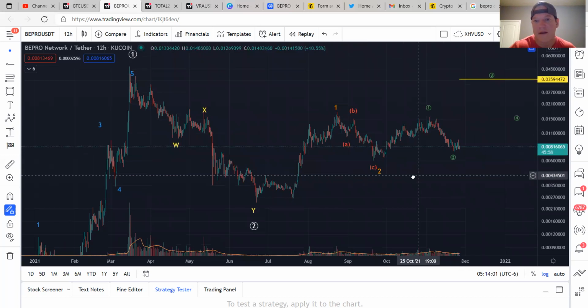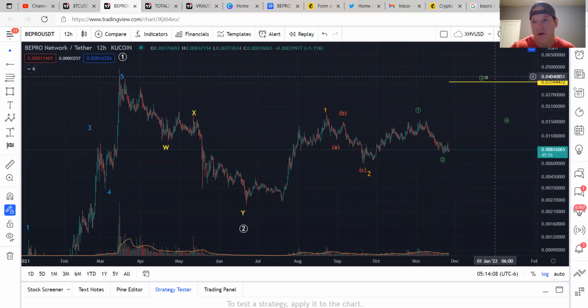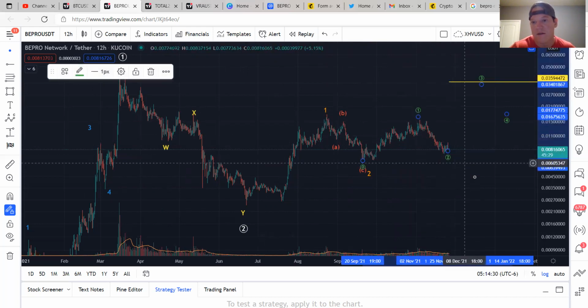And then we have a sub micro wave of our micro 1 starting here. So this sub micro structure is creating your 3 wave of your micro 1. So this will be creating your micro 3 of your macro 3, since we're on our 1, 2. So this is our 1, 2, 3, 4, 5, creating your 1. And then somewhere down here, which is where our price is now, will bottom out and be your bottom of your 2.